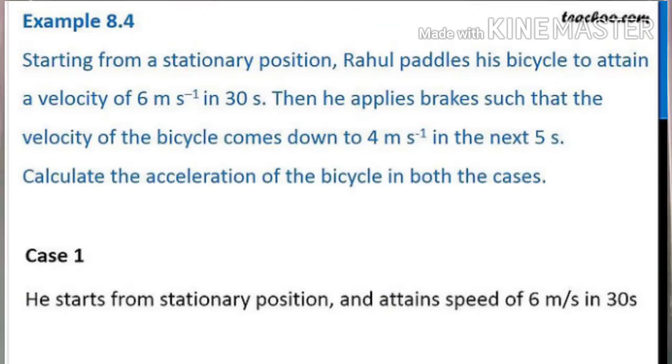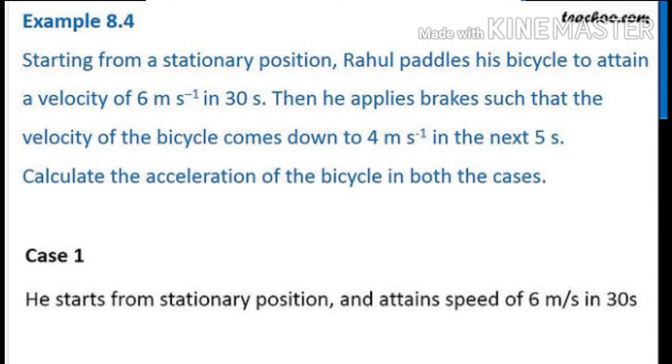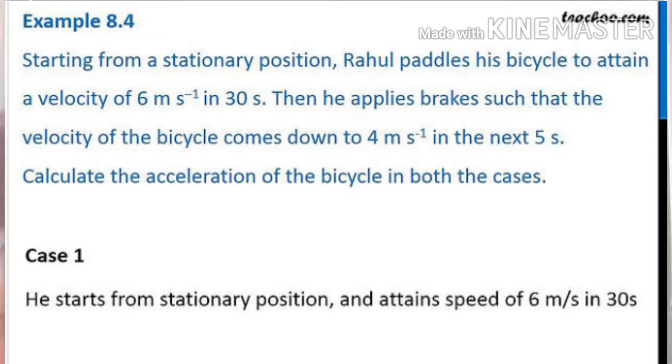Starting from a stationary position, Rahul pedals his bicycle to attain a velocity of 6 meter per second in 30 seconds. Then he applies a brake such that the velocity of the bicycle comes down to 4 meter per second in the next 5 seconds. Calculate the acceleration of the bicycle in both the cases.